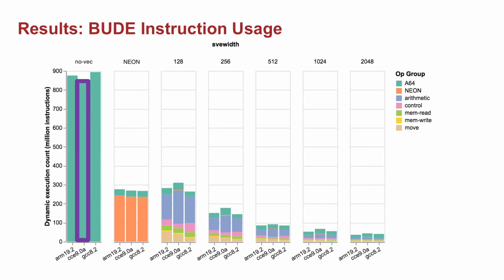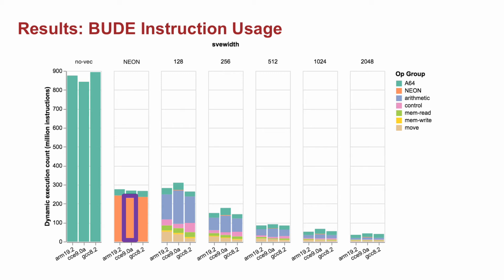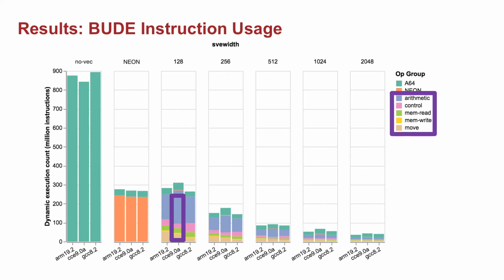Within each cluster, the colors correspond to different types of instructions. The light green is scalar ARMv8 operations, the orange is Neon, and the other colors are all different classes of SVE instructions. BUDE is a compute-bound application which makes good use of vectorization, so the number of executed instructions decreased as the vector length was increased, because each single instruction processed increasingly more data.